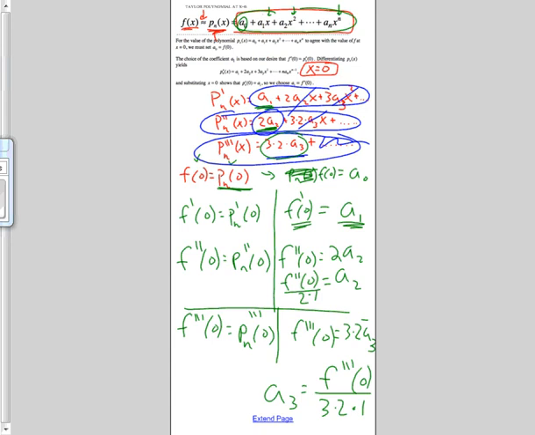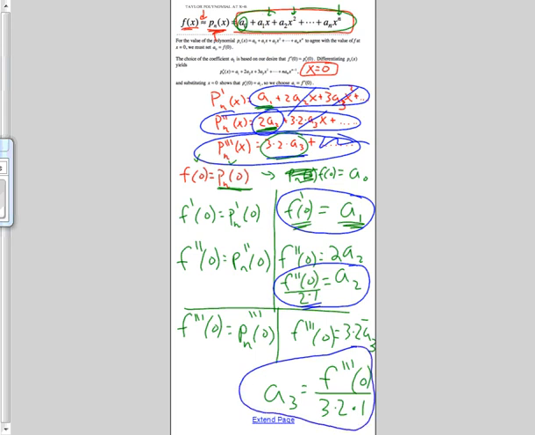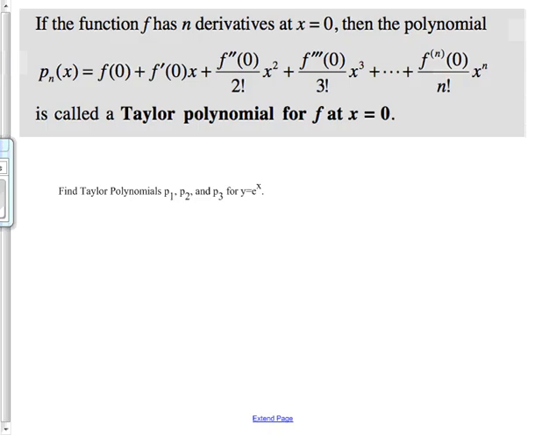So we start seeing a pattern here. We have a1 is the first derivative evaluated at 0. a2 is the second derivative evaluated at 0 divided by 2 times 1. The third coefficient, a sub 3, is the third derivative evaluated at 0 divided by 3 times 2 times 1. And if we keep going with this process over and over again, we develop a really nice relationship that can save us some time, which is the Taylor polynomial approximation.